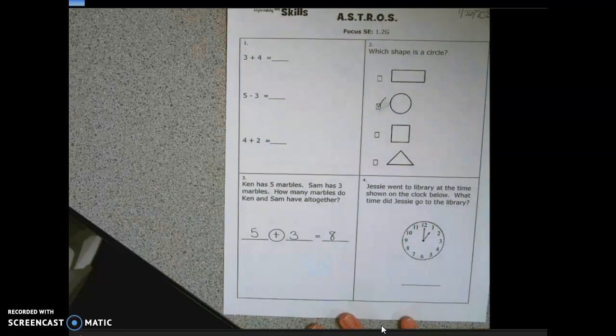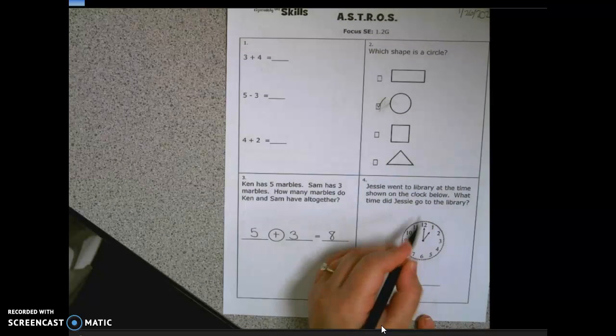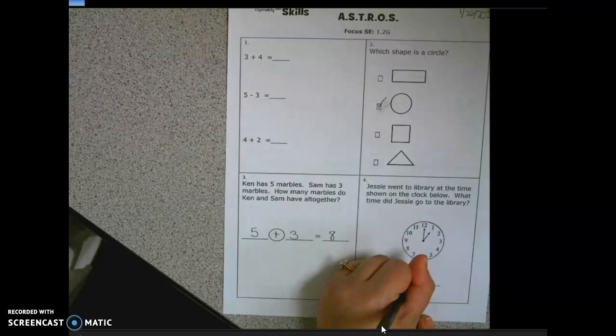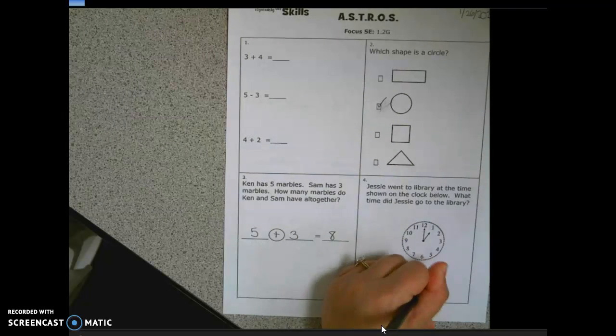Jesse went to the library at the time shown on the clock below. What time did Jesse go to the library? Well, I see the hour hand is on the 1 and the minute hand is on the 12. So I know he went to the library at 1 o'clock.